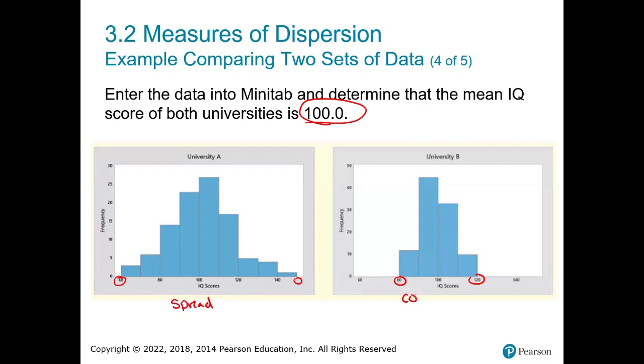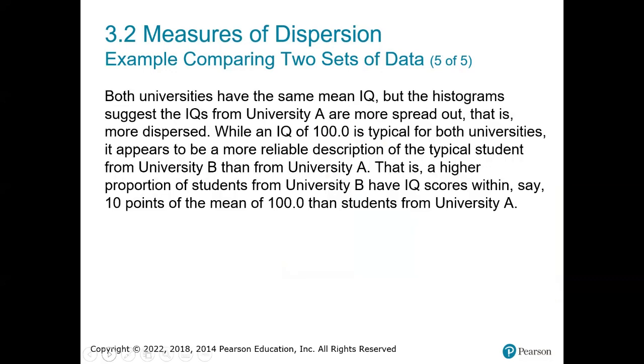And that spread is what we call dispersion. Dispersion is the spread of our data. So dispersion is a way to measure the spread of our data, and we can talk about spread in a few different ways. It says here, both universities have the same mean IQ, but the histogram suggests that the IQs from University A are more spread out, or more dispersed.